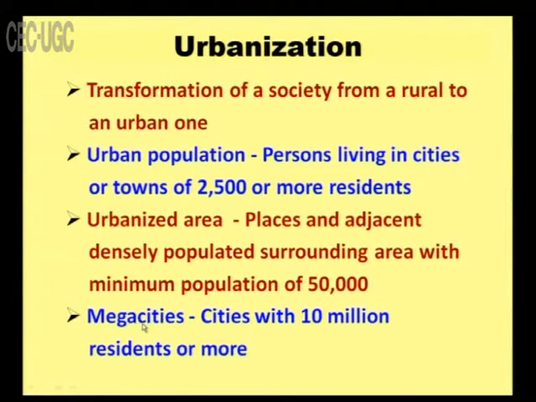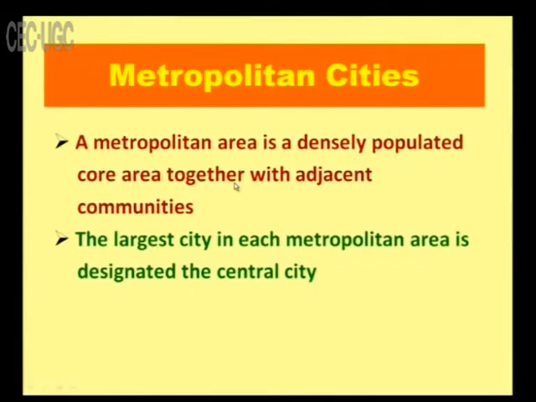And the mega cities, the cities with 10 million residents or more. See, for example, as far as India is concerned, we have some metros like Chennai, Mumbai, Delhi or Kolkata. All these are some metro cities because the population is more than 10 lakhs. And the metropolitan area is a densely populated core area together with adjacent communities. That means, surrounding a metropolitan area, there is an adjacent community that is called the suburb, and therefore, the core area that is called the metropolitan city.